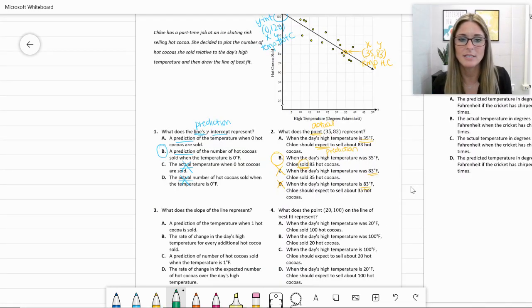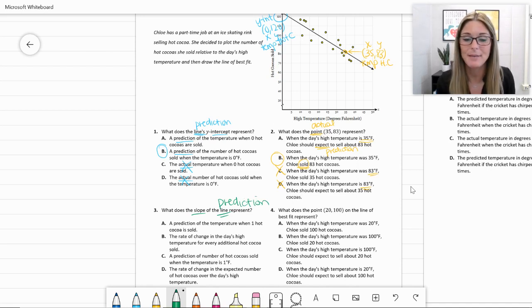Continuing on with number 3, what does the slope of the line represent? Again, if we're looking at any kind of question regarding our line, we're thinking about predictions of what might happen or what we might expect to happen based on our data. Our slope, of course, is change in y over change in x. Our y value is the hot cocoa, and our change in x is the temperature. So we want the rate of hot cocoa over temperature, which would be our slope or our rate of change. Let's look at our answer choices. A, a prediction of the temperature when 1 hot cocoa is sold.